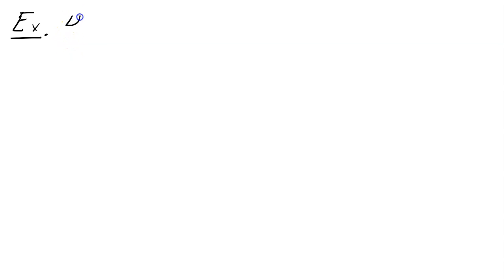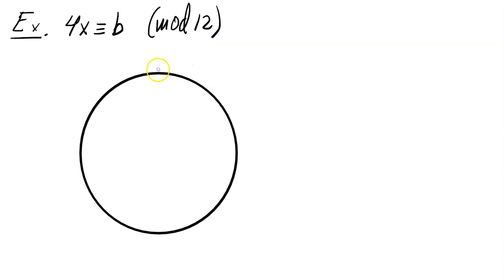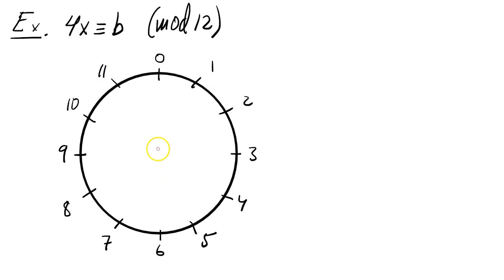Let's take another example. So if we have 4x congruent with b, where b is some constant, modulo 12. For which values of b does this equation have a solution? Okay, so how can we find that? Let's visualize it with our clock here. Since it's mod 12, we have our normal clock. So we have 0, 3, 6, 9, and all the other values. So this is mod 12.